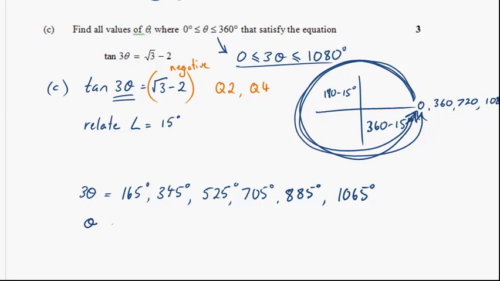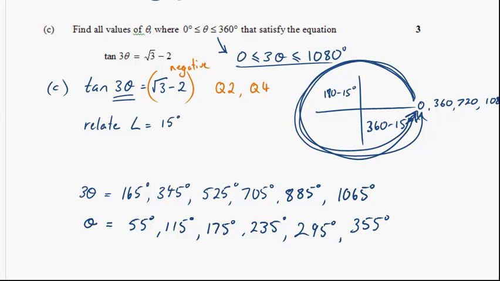So to get just theta, we then divide everything by 3. So 165 becomes 55. 345 becomes 115. 525 becomes 175. 705 becomes 235. 885 becomes 295. 1065 becomes 355. Okay, and that's good because that tells us that our values are between the original 0 to 360.